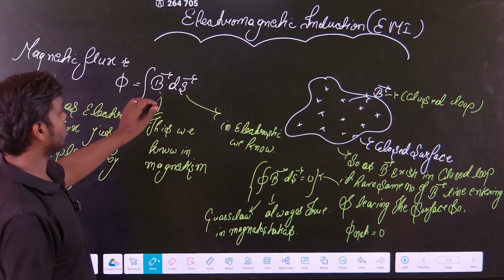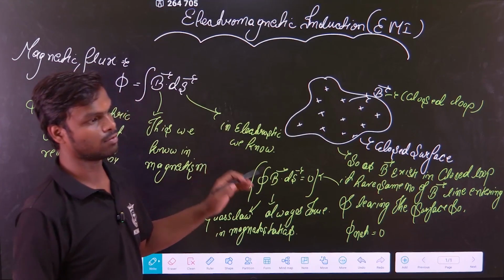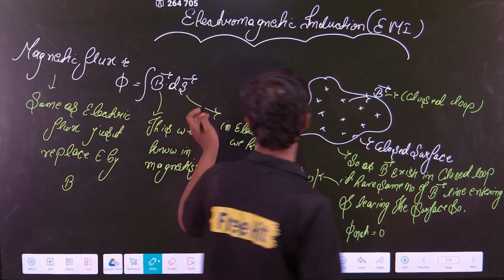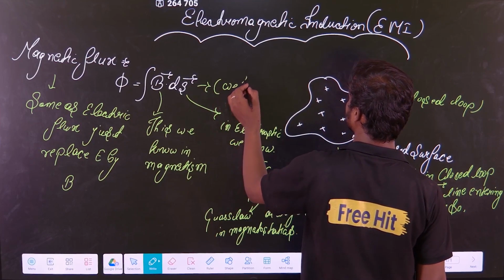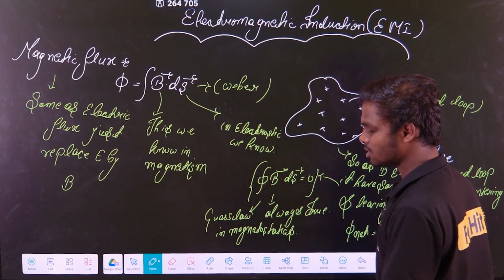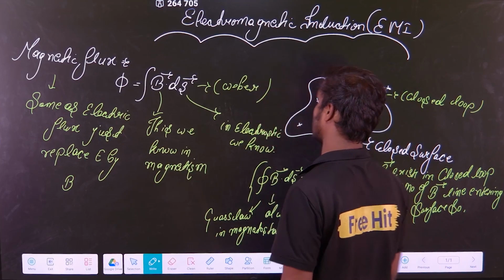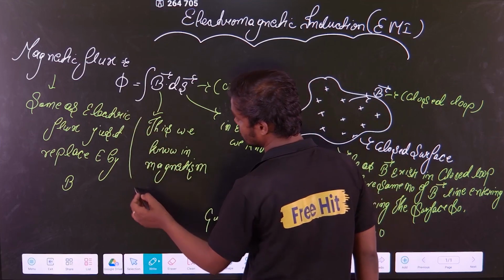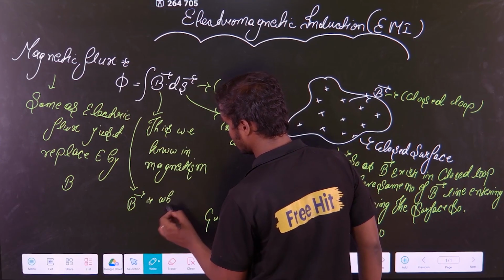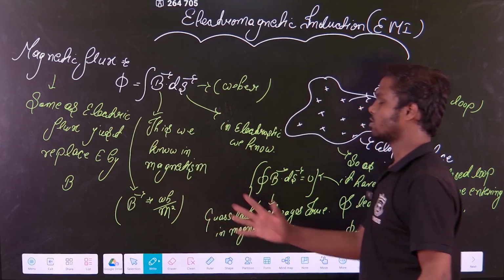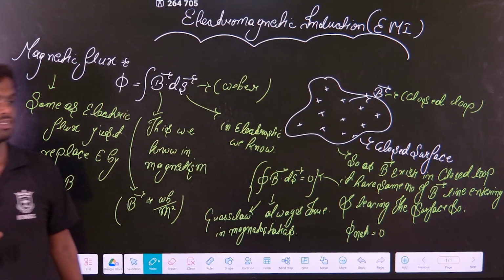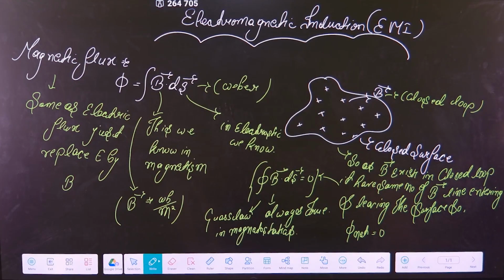But when it comes to calculation, we have to use this formula: the integration of B dot dS is equal to the magnetic flux, and the unit is the Weber. This is the SI unit, called the Weber. The CGS unit is Maxwell, but no need to remember that. Just remember Weber. And from here, the unit of B will be Weber per meter square. That is also a unit of magnetic field; sometimes you will find it. So this is about magnetic flux. I hope you understand what exactly magnetic flux is and what its importance is.